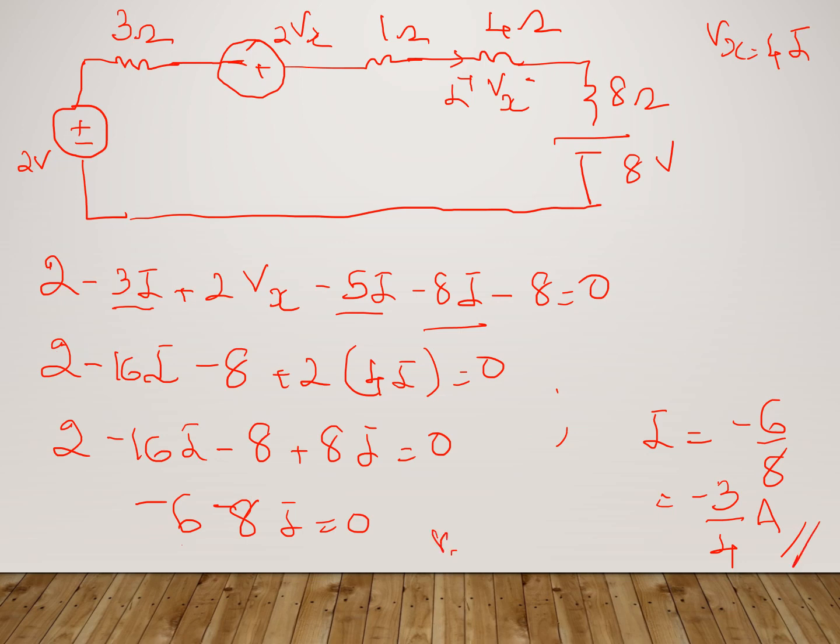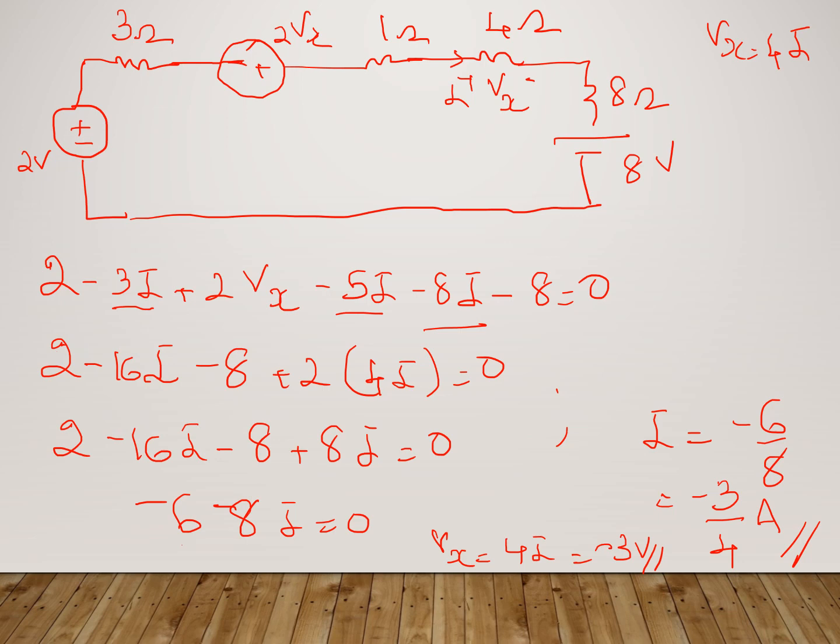So you are asked to find out Vx. Vx is equal to 4I, which is equal to 4 into minus 3 by 4, so minus 3 volt. Right? So this is the answer which we have got. So this is how we have solved the example, where here you had independent and dependent sources, both are there, right? So this is how the whole problem has been solved.